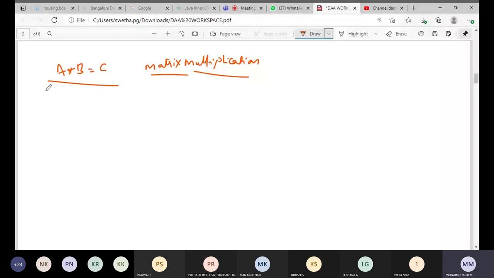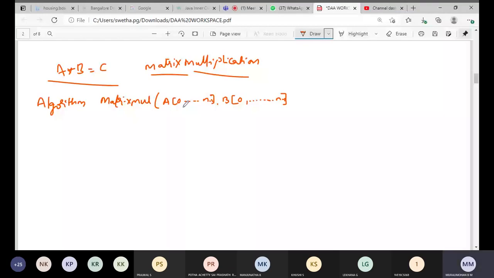Okay. So first, let me write the algorithm, matrix multiplication. We are given two arrays, A from 0 to n, and B from 0 to n is one more array. Let me take 0 to n here, meaning 0 to n minus 1. If the array starts from 0, then it will be n minus 1, right?